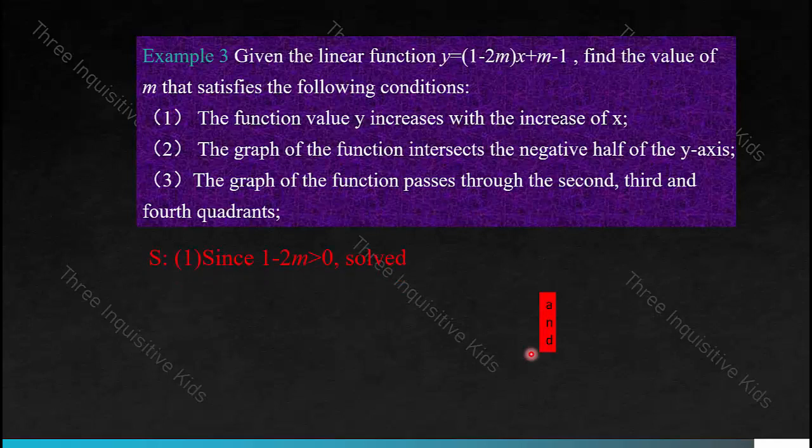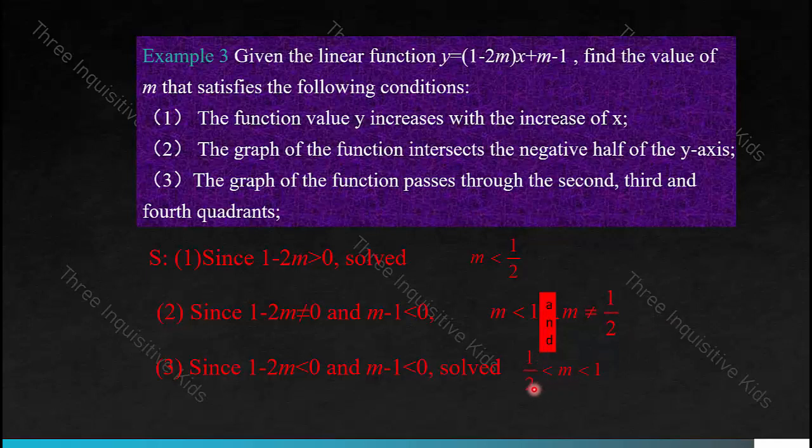Alright, so this is the solution to the first question. Since 1 minus 2m is greater than 0, solve m is less than 1/2. And since 1 minus 2m cannot be equal to 0, and m minus 1 is less than 0, m is less than 1 and m is not equal to 1/2. And for the third one, since 1 minus 2m is less than 0 and m minus 1 is less than 0, solve 1/2 is less than m and at the same time m is less than 1.